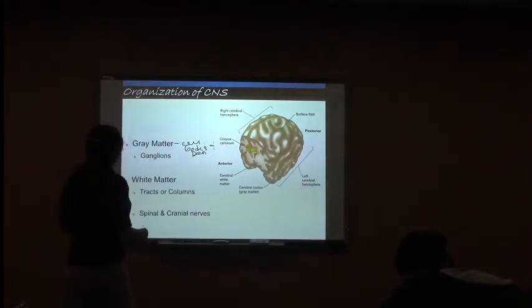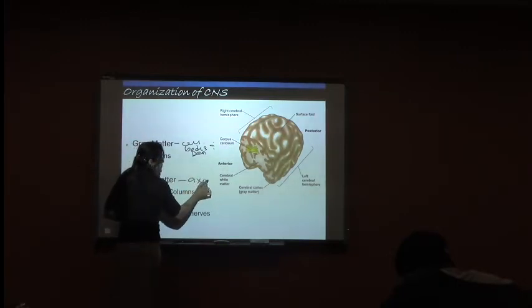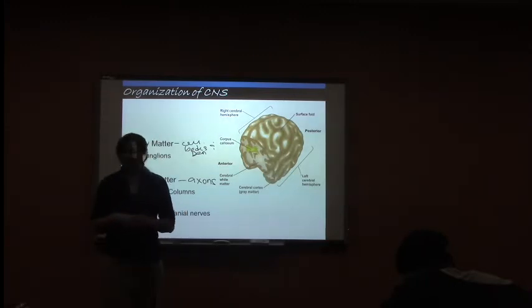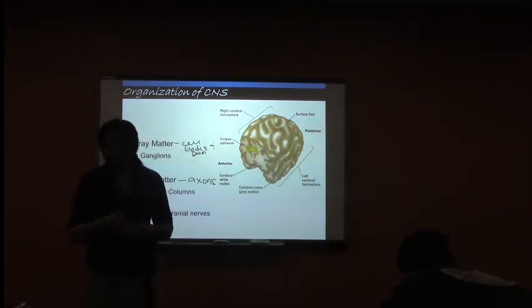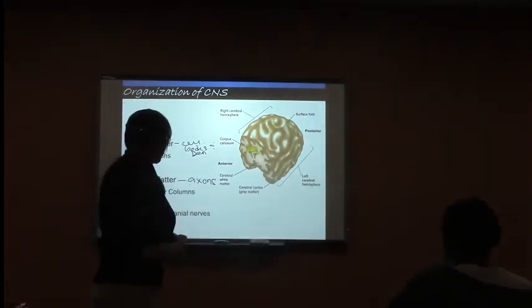White matter is axons running through. So that's the difference between gray matter and white matter. White matter is all axons, gray matter are cell bodies, and dendrites are attached to cell bodies.